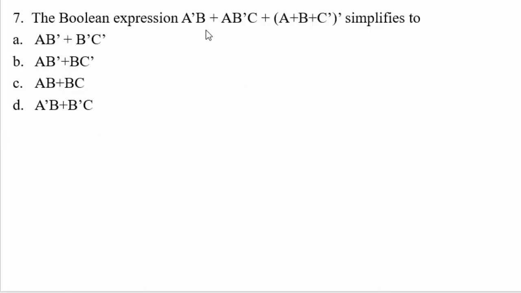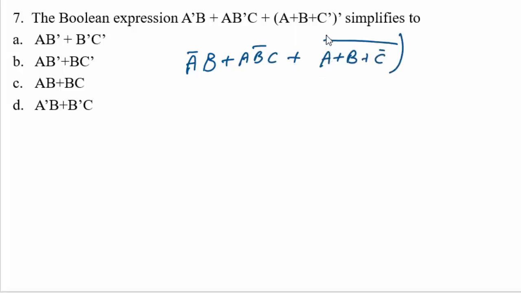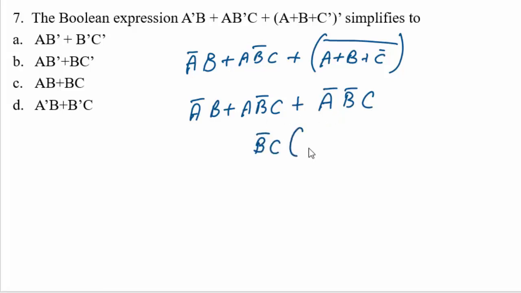Seventh question, the Boolean expression A bar B plus A B bar C plus A B C bar the whole bar, A plus B plus C bar the whole bar, they are asking what it simplifies to. We know that this expression is A bar B plus A B bar C plus, making use of De Morgan's law, A bar B bar C. Here I am going to take B bar C as common. So I will be getting A plus A bar.